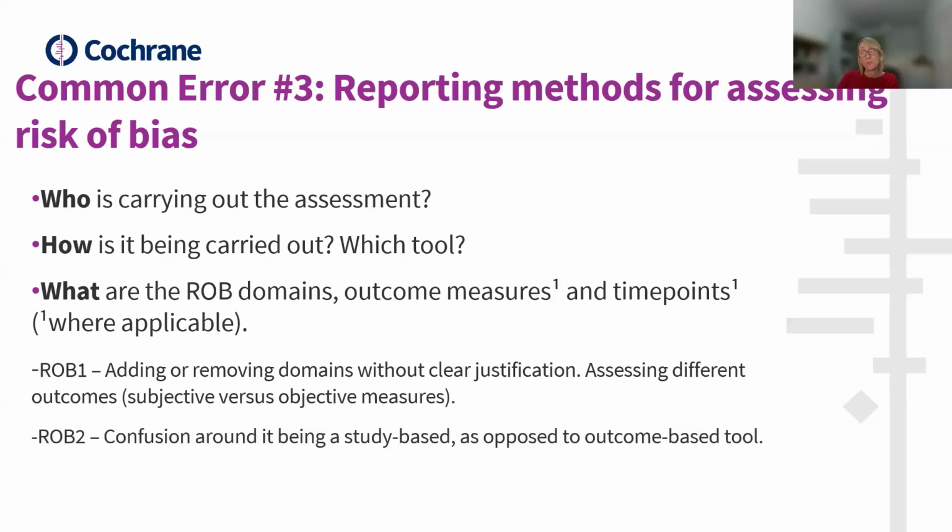With the ROB2, a common error is seen when this tool is used as a study-based tool, as opposed to an outcome-based one. It's important that each outcome should be assessed using this tool. Furthermore, with the ROB2, authors need to report which outcomes and what time points or time frames of outcome follow-up are the most important. It's not necessary to assess all outcomes and time points for ROB, but it is necessary to assess all those outcomes that are to be assessed using GRADE, as ROB2 overall judgments feed into GRADE.